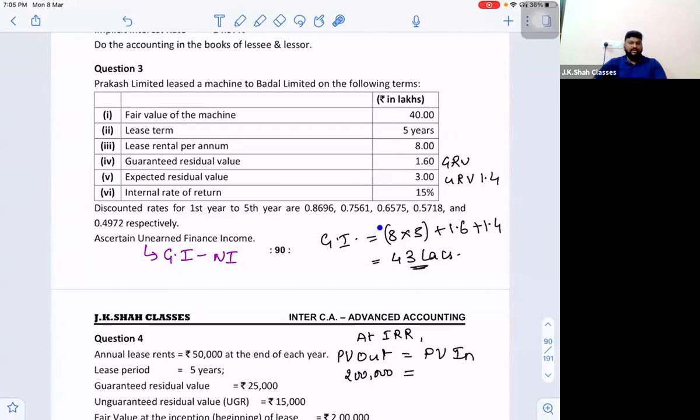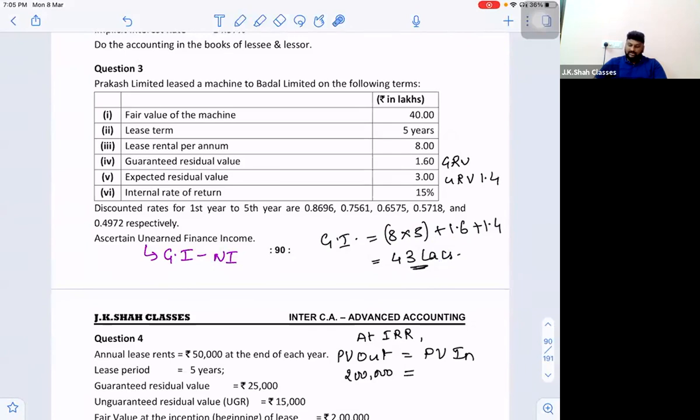As you can see on your screen, gross investment I have done also. 8 lakh lease rental for 5 years, so 8 5s are 40 lakhs, plus 1.6 lakh guaranteed plus 1.4 lakh unguaranteed. Total 43 lakhs. So total 43 lakh is my gross investment.